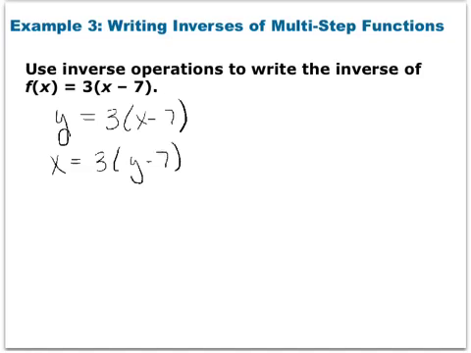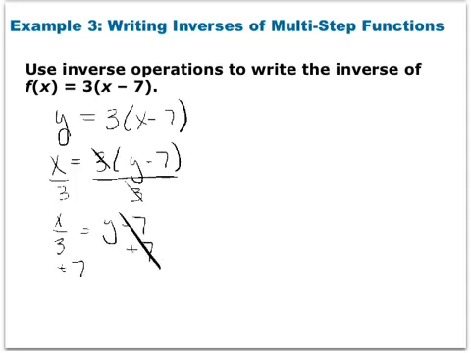Now you're going to want to distribute because we do that a lot currently. And that works. I'm going to go ahead and divide both sides by 3 first because it saves the step. So I have x over 3 equals y minus 7. Then add 7 to both sides. Gets rid of those, and I have y equals x over 3 plus 7.